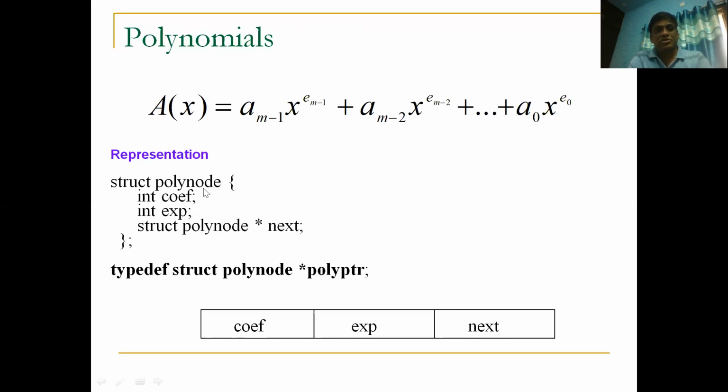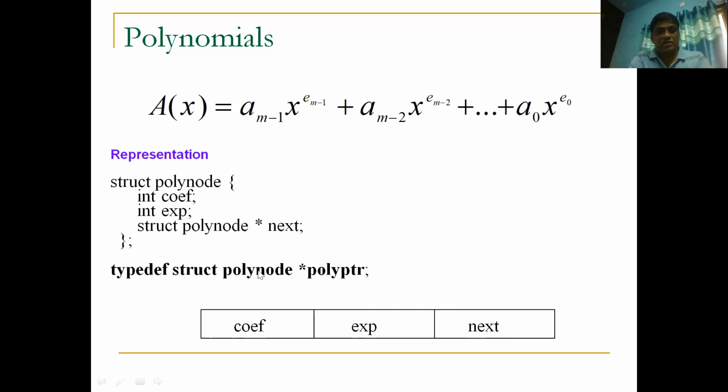Therefore the node structure contains a coefficient field, an exponent field, and a pointer to the next node. Okay, so every term has information about exponent and coefficient, and you need to link all the terms one by one, and at the end the last term is pointing to null. Okay, so this is the general structure of a polynomial node, which contains three fields. One is coefficient, the second one is exponent, and a next pointer.